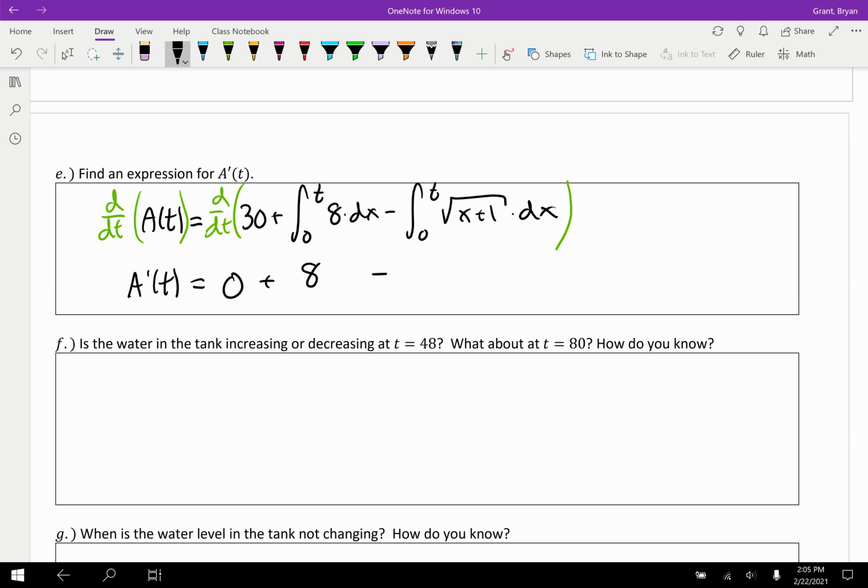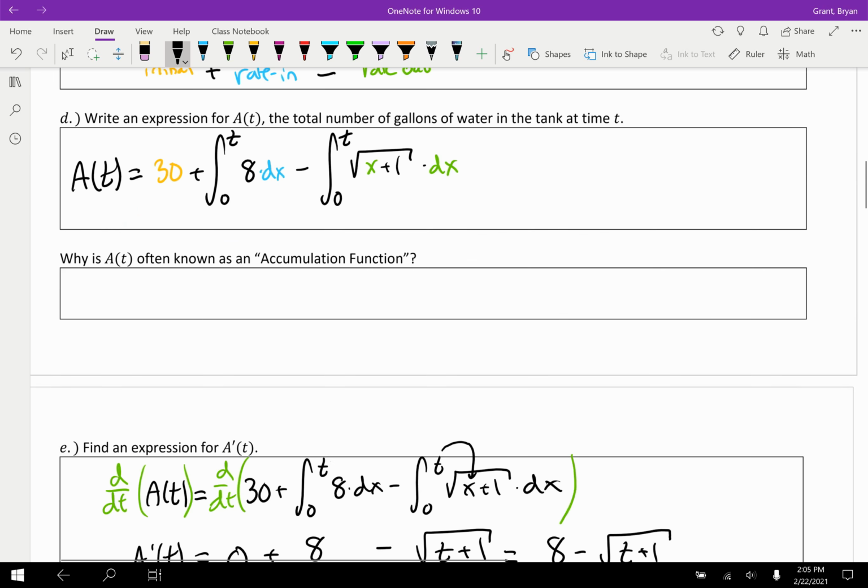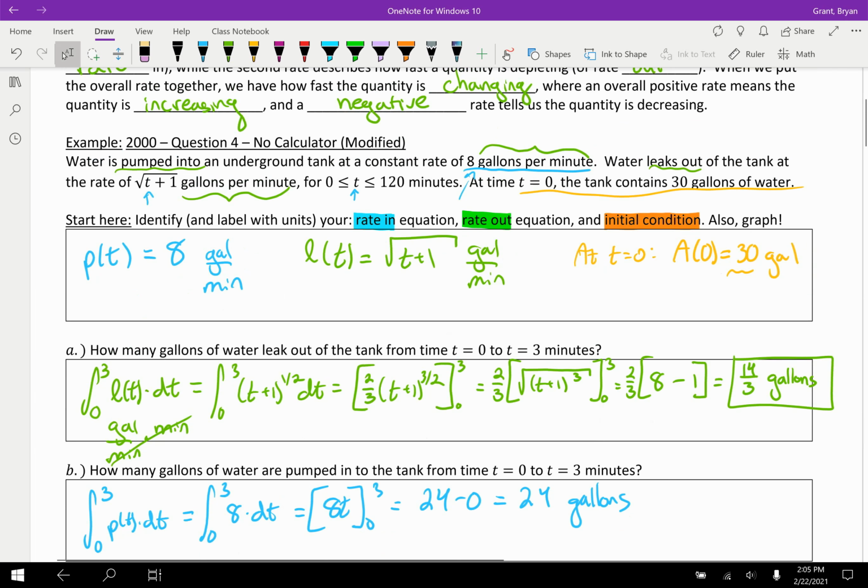Minus, and then when we take this last derivative, it's the same idea. This t needs to get substituted into the variable, and it looks like that. Technically, you should be multiplying by the derivative of what you plug in, which is 1. However, since it's just 1, why bother? And so we find a final A prime of t as 8 minus the square root of t plus 1. But haven't we seen those two equations before? Right? 8 and square root of t plus 1? Oh yeah, they are our rate in and rate out equations.